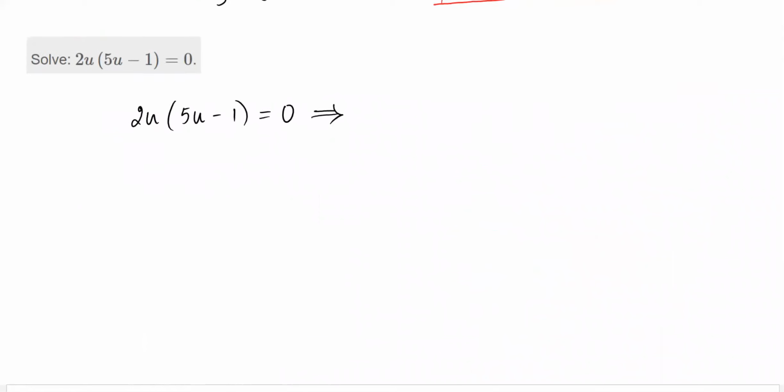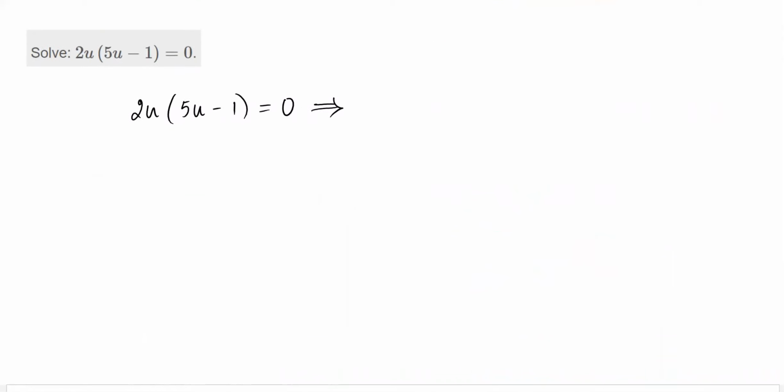I don't see the parentheses around it. That doesn't matter. You know that if there is no parentheses or no multiplication symbol, you know in the background that multiplication is happening. So see how you can separate these two. Well, I can separate these two as 2u as one factor and 5u minus 1 as the other factor. Then go ahead and solve for u.